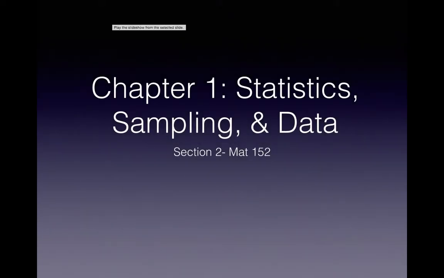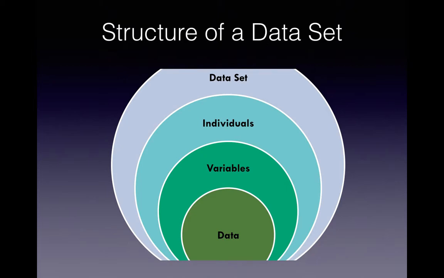All right, so we are going to continue on into section 2 of chapter 1, dealing with our statistics, sampling, and our data. So we want to begin looking at the structure of a data set, and I've given you some vocabulary words here, and I've put this into a diagram to help you better visualize just the interaction between these four terms.